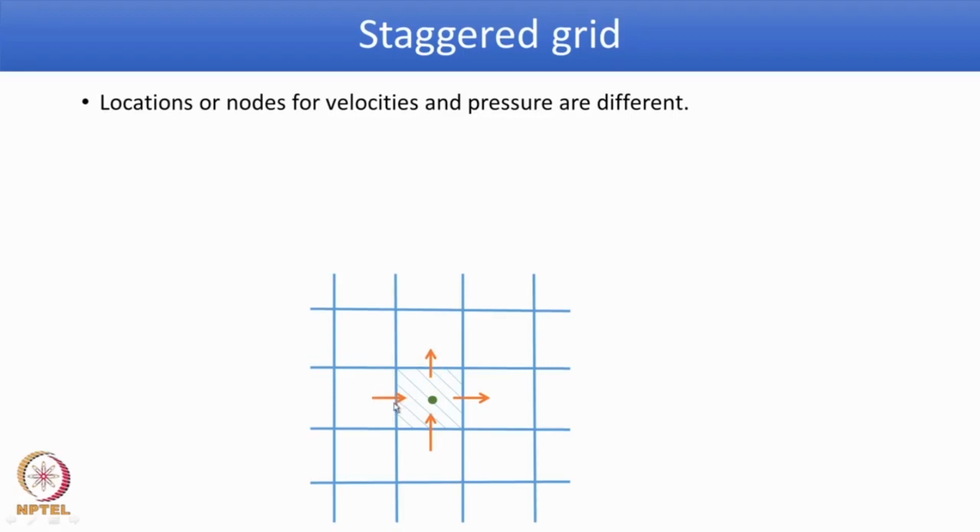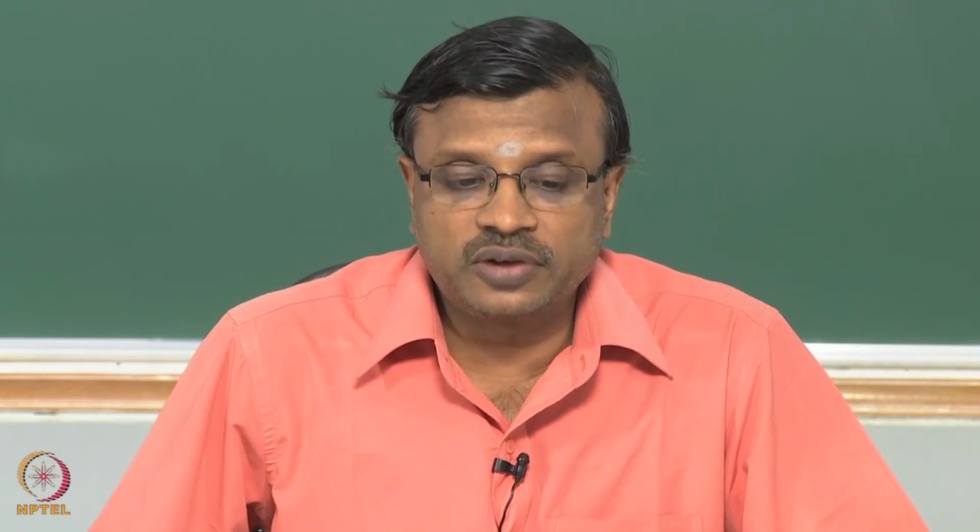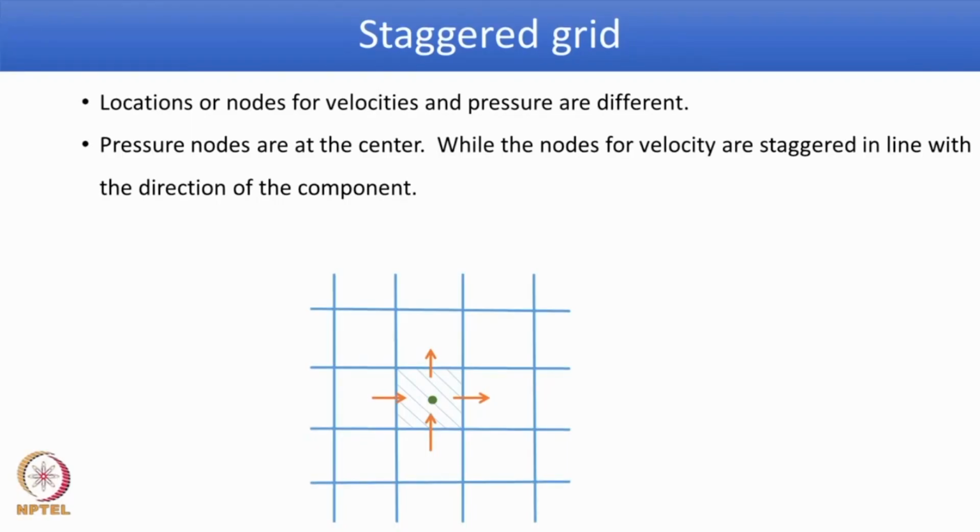So, u velocity variables are stored on the vertical line at this place, which is half a cell distance from the center in the x direction. Similarly, v velocity variables are stored on the horizontal line as shown here, which is half a cell distance in the y direction from the center of the cell. So, you have 3 locations, one for each velocity and one for pressure or scalar, whereas in the collocated arrangement you have the same location. Now, this results in different computation. Pressure nodes are at the center, while the nodes for velocity are staggered in line with the direction of the component.